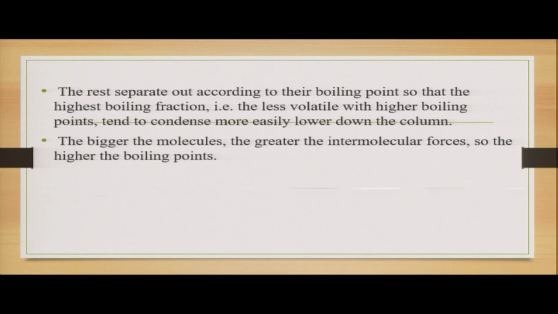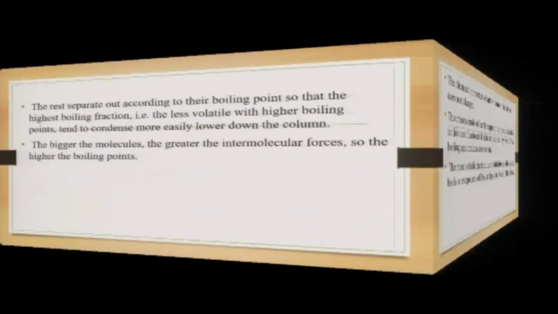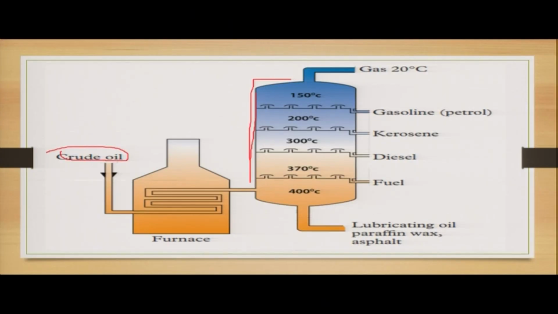So the rest separate out according to their boiling point, so that the fractions that are less volatile, with higher boiling points, tend to condense more easily lower down the column. We have seen on the column the boiling temperatures. When you look at the lower part of the fractionating column, you see the temperature around 400 degrees, and then around 150 and 20 degrees. So as you move up in the column, the temperatures are reducing. The less volatile will remain at the bottom, while the more volatile will move to the top of the column.